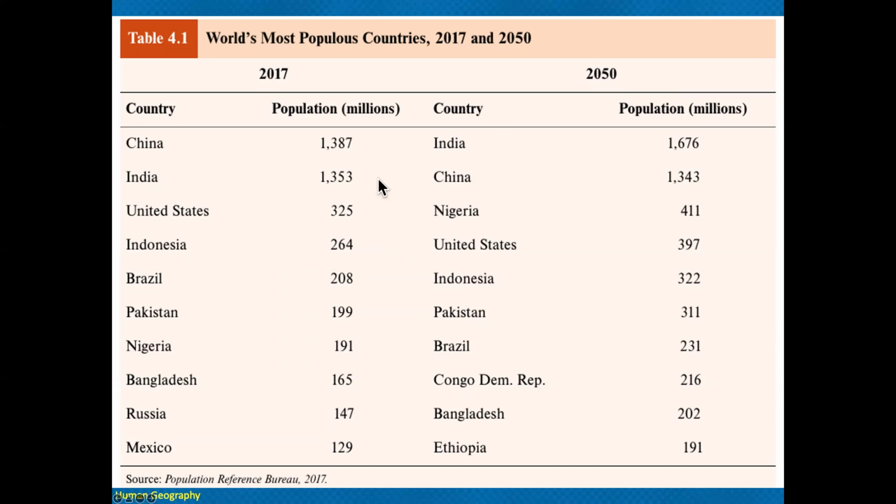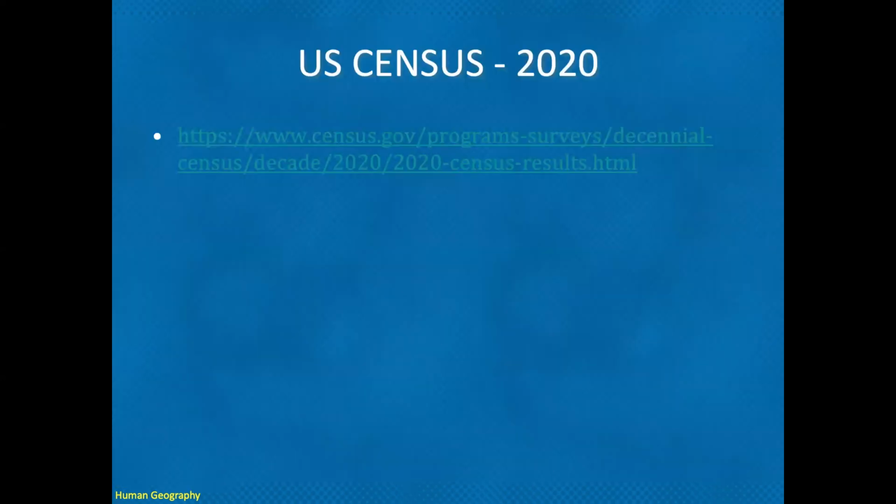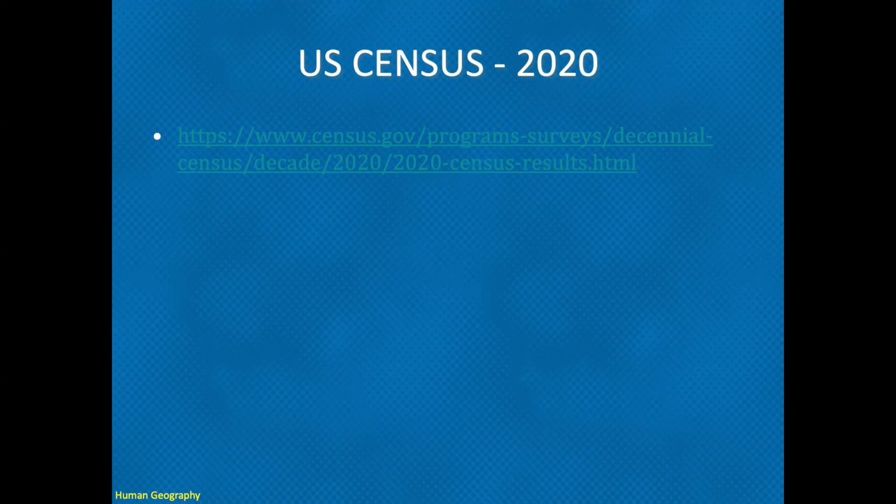So this number may be subject to other socioeconomic and social policies that China may put in place. Notice the United States falls to number 4 as Nigeria continues to grow by the mid-century. If you're interested, there's a lot of US Census data that are just coming out from 2020. And that census data are available there in that census.gov link. So something for you to look at.